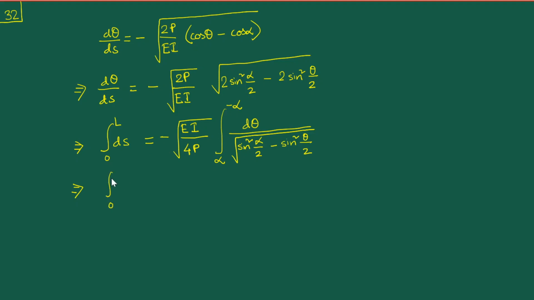So we leave this as it is, but on the right hand side, it's just a bit of a simplification. We write this as integration alpha to 0, d theta.